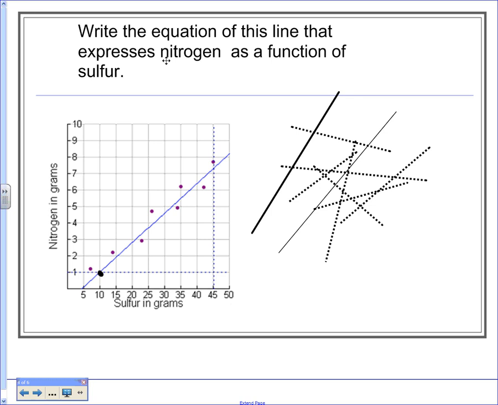Y'all done already? No, I don't get it. Try and find an equation. I don't know when it crosses. Oh, hold on. Let me change that. Okay, yes, I'm done. I'm not done.